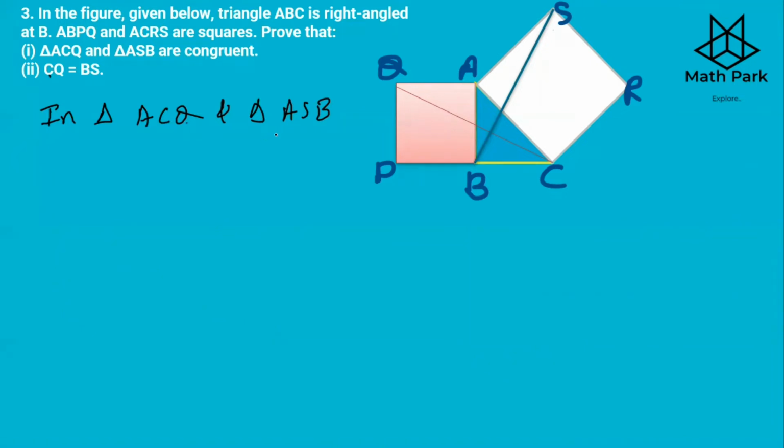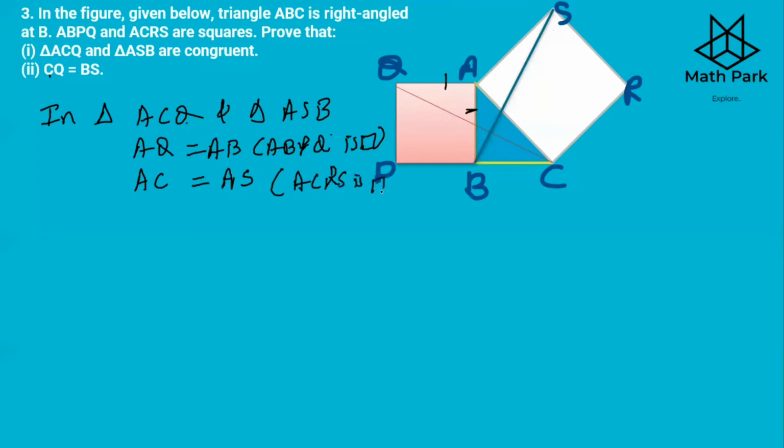Let us see. So we have AQ is equal to AB. Why is this AQ and AB equal? So we have AQ is equal to AB because ABPQ is a square. Correct? The next thing, if I look at this triangle, you get AC is equal to AS, again because ACRS is a square.